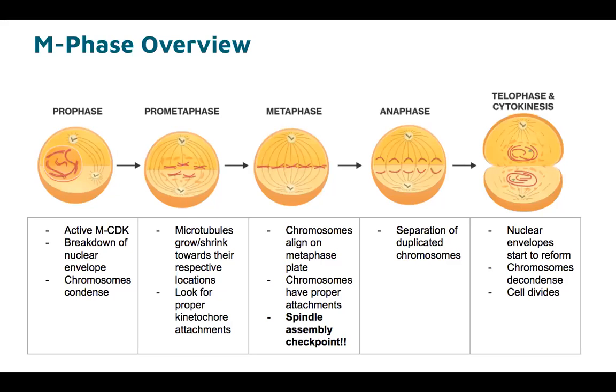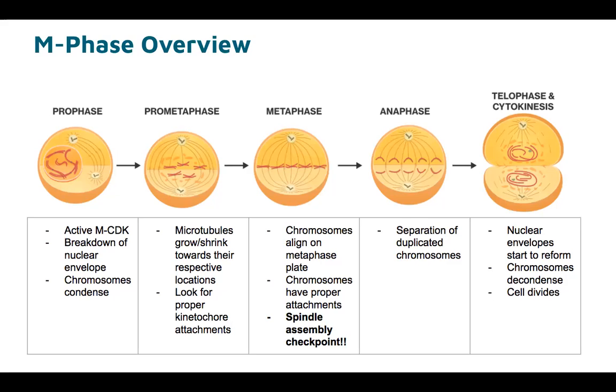So an overview of M phase: it goes from prophase to prometaphase to metaphase to anaphase, and then telophase and cytokinesis. At prophase, just a reminder, M-CDK is active. There's a breakdown of the nuclear envelope so that the chromosomes can be condensed and accessed by the microtubules. And then in prometaphase, microtubules grow and shrink towards their respective locations, looking for the proper kinetochore attachments on the chromosomes.